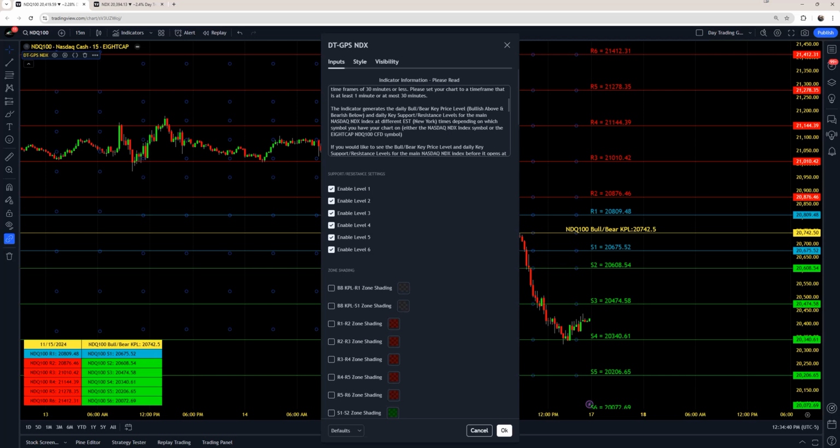The indicator generates the daily bull-bear key price level, bullish above and bearish below, and daily key support and resistance levels for the main Nasdaq NDX index at different EST New York times each day that the market is open, depending on which symbol you have your chart on, either the Nasdaq NDX index symbol or the 8-cap NDQ 100 CFD symbol.